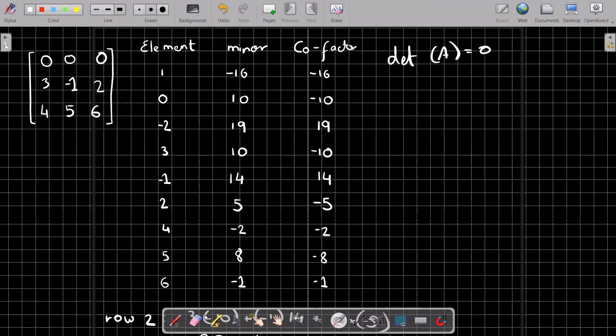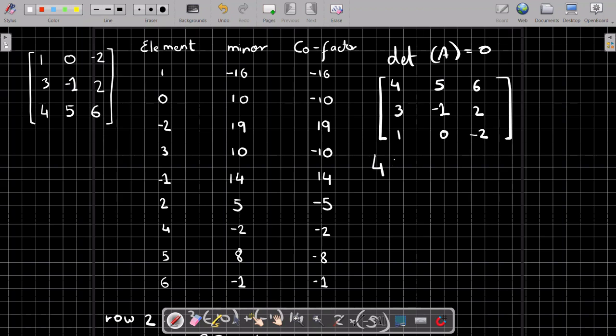Now, property number 2 says that if we interchange any two rows or any two columns, we will get a different determinant. So just to make it simple, we will interchange the first row with the third row. Let's verify property number 2 by exchanging row 1 with row 3, and let's calculate the determinant in this case.